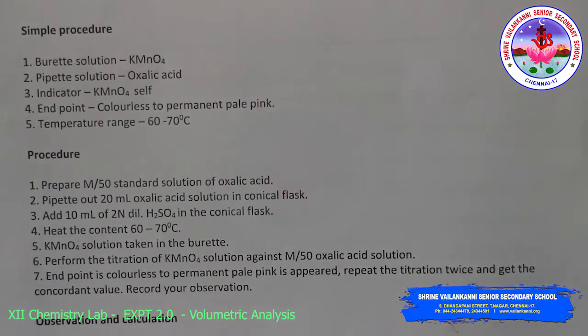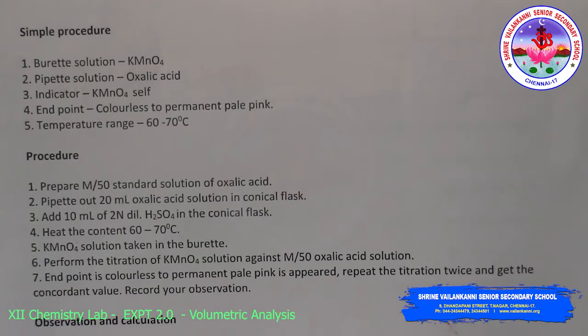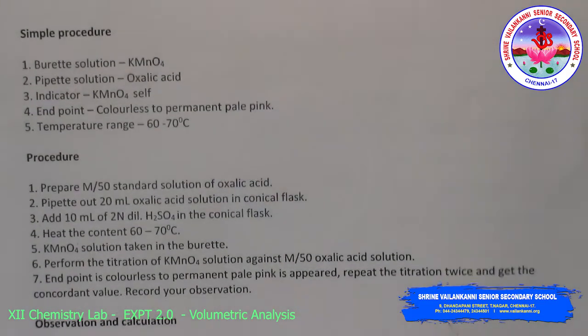The procedure: you have to prepare M/50 standard solution of oxalic acid, then pipette out 20 ml of oxalic acid solution into the conical flask and add 10 ml of 2 normal dilute sulfuric acid, or 2 molar sulfuric acid. Then heat to about 60 to 70 degrees Celsius and titrate against potassium permanganate solution. The end point is when colorless turns to a permanent pink color.